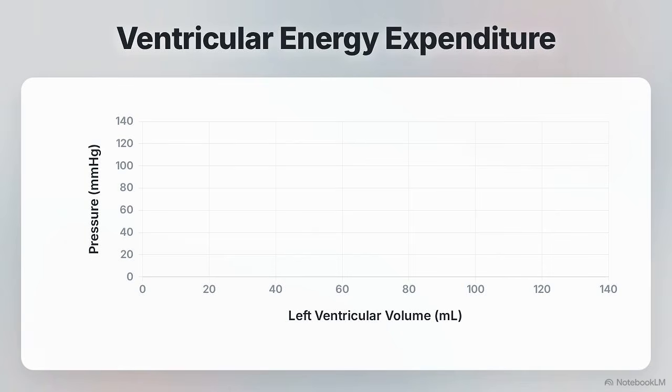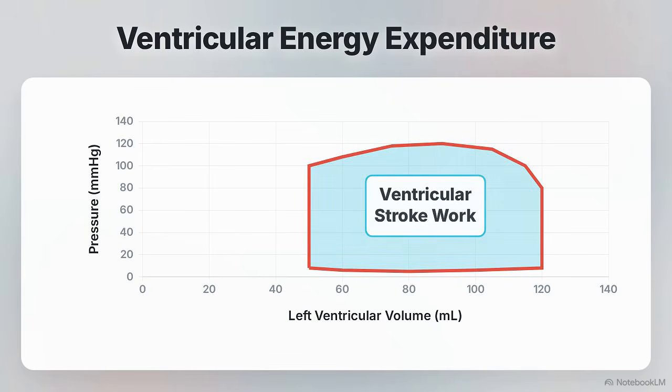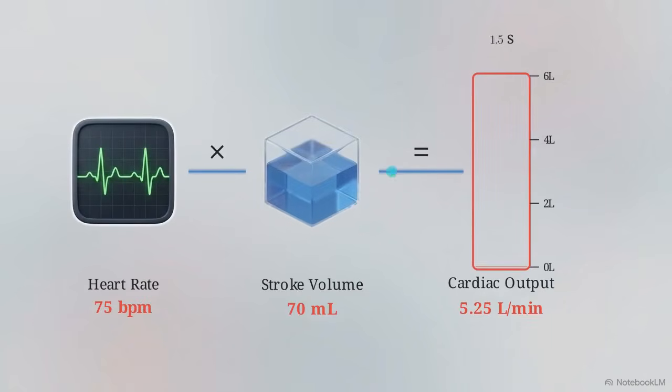The total area inside this loop represents the ventricular stroke work, which is the raw mechanical energy the heart expends during each beat. Cardiac output is the final metric of this performance. It is the product of heart rate and stroke volume, measuring the total volume of blood pumped per minute.